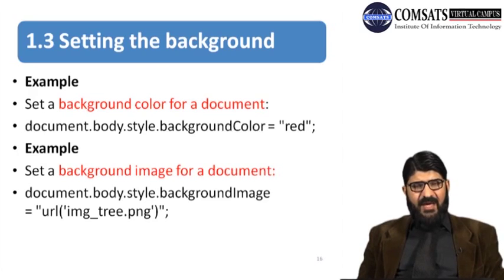Let's see how to apply a background image on a document. The code will be written as document.body.style.backgroundImage equals, mention the URL over here. Then you can mention, for example, an image, and the image is image_tree.png. This is the name of the image. It is from the local directory, so it is mentioned without the directory detail. So by using this, the background image will be applied for the document.